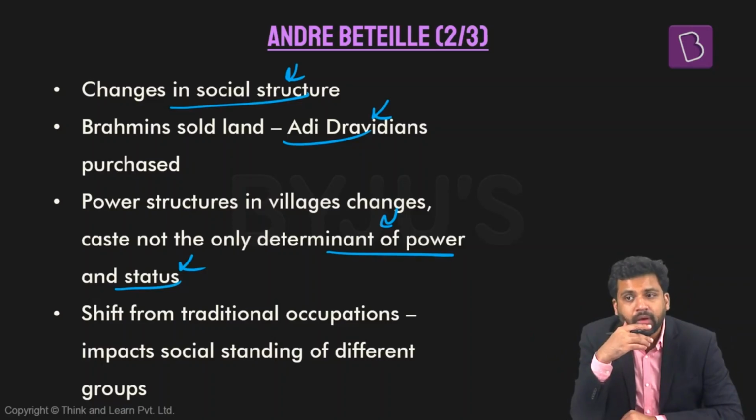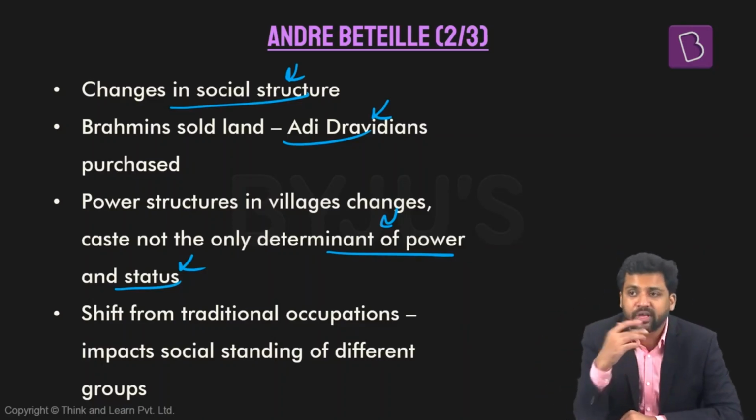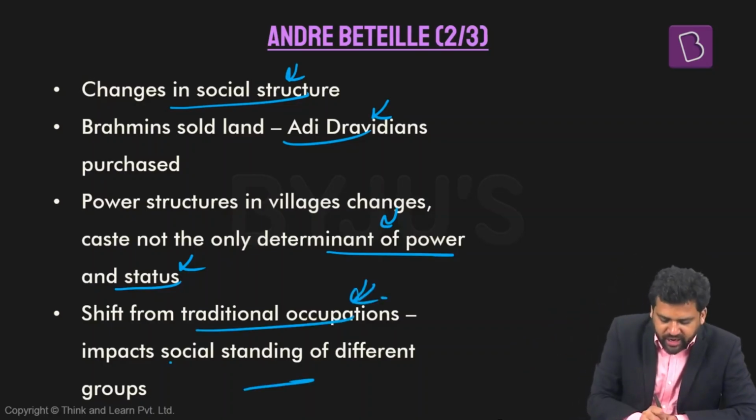The traditional occupations are also changing. For example, Brahmins are moving to different kinds of jobs. They're migrating to cities and taking government jobs. Those who are in the villages are finding new occupations and taking up new kinds of economic activities. So people are shifting from traditional occupations, and as a result, their social standing is also changing.